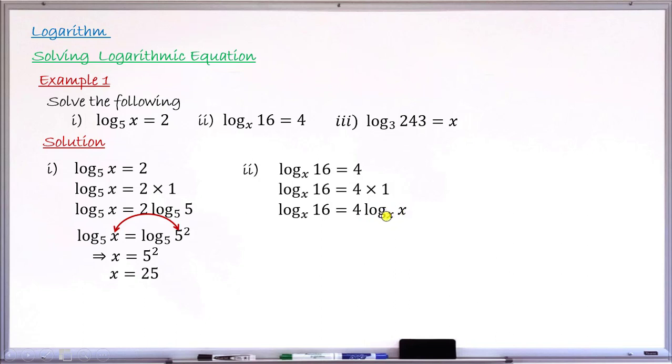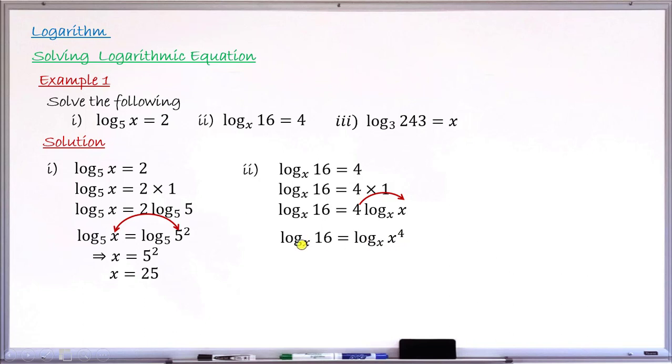I selected log to base x of x because the logarithm I have already on the left hand side is base x. So I'll continue. So this 4 will now shift and become a power here to this x. So I'm going to have log to base x of 16 on my left, which I copied, equals this 4 becomes this very power. So you have log to base x of x raised to the power of 4.